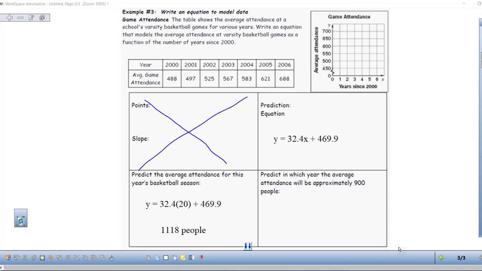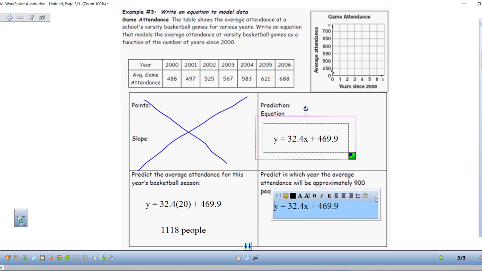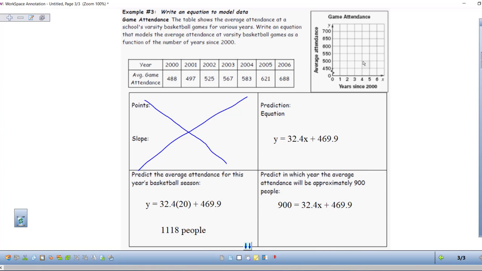So this one's a little bit more difficult. We're going to take this same equation and copy it down here. But this time, the 900 people is the y value, the attendance. So we're going to change the y to 900. And then we have an equation to solve. And we've solved these equations before. We first need to subtract 469.9 from both sides.